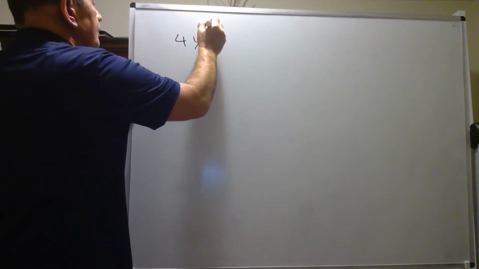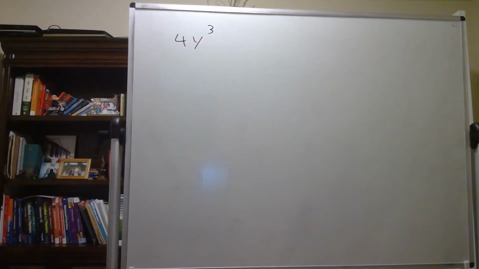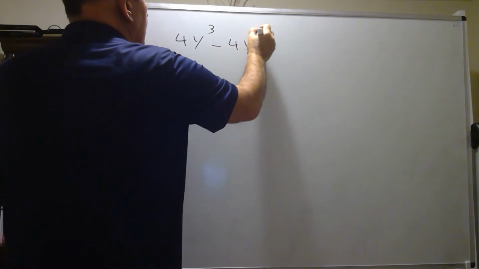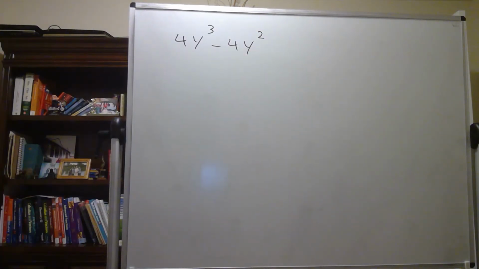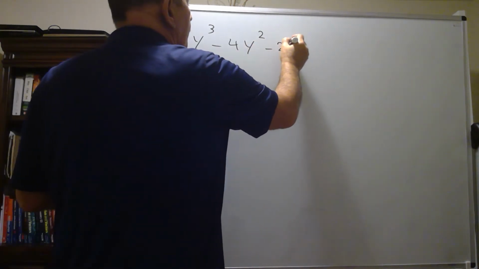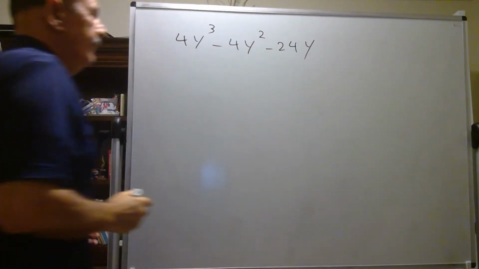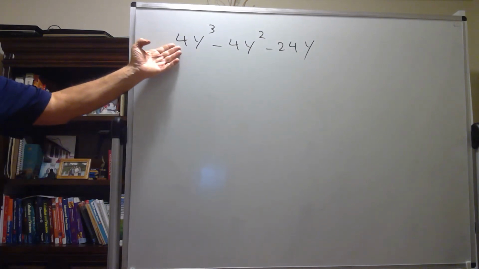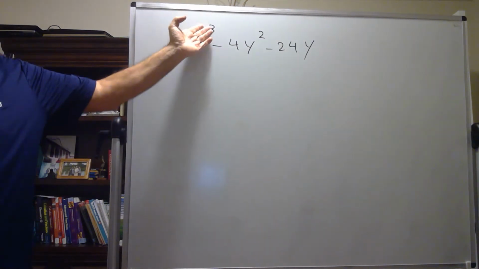Four y cubed minus 4y squared minus 24y. Okay. Again, it's a trinomial. We want to factor it, but as you see, we have a cube.